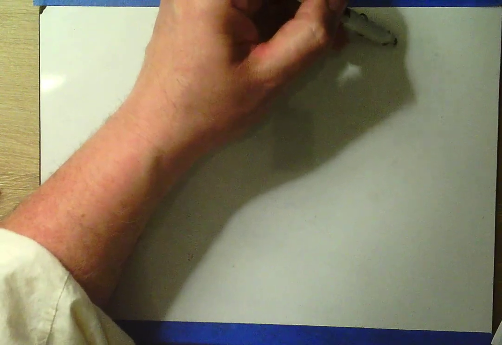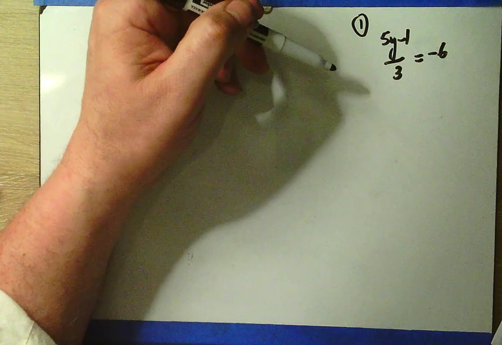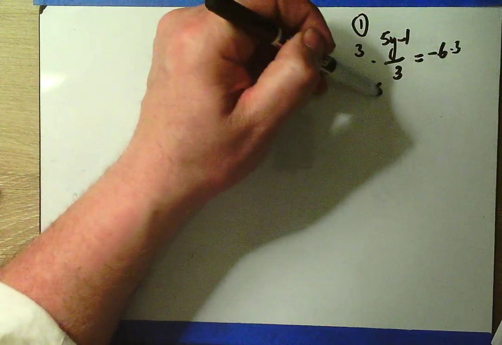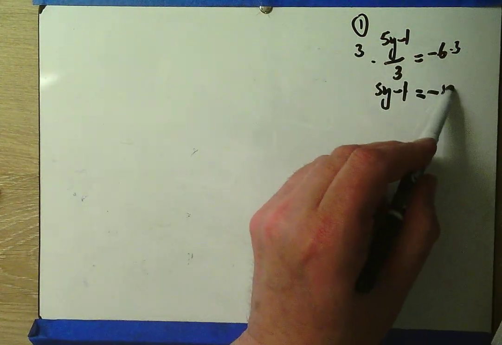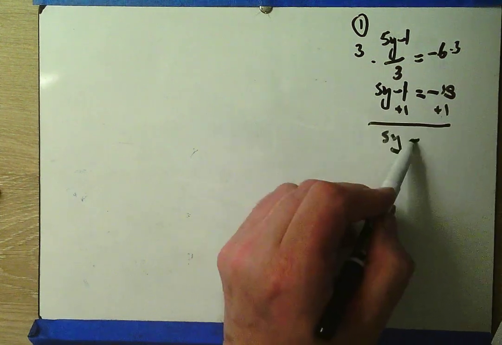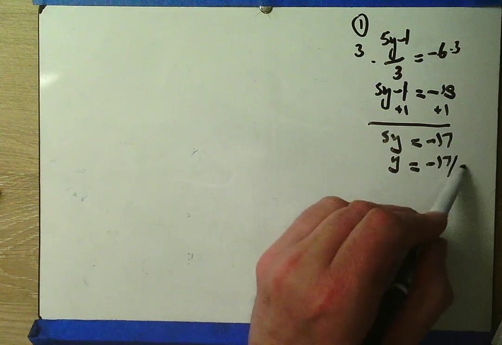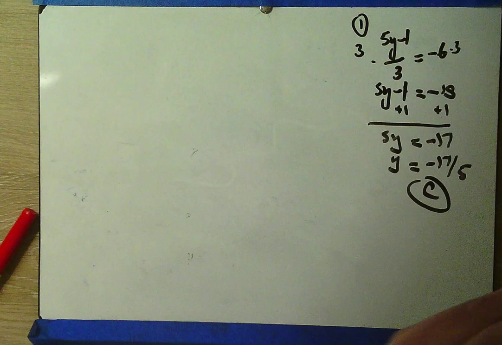If (5y minus 1) over 3 equals negative 6, then what must be true? Well, if I multiply both sides by 3, I get 5y minus 1 equals negative 18. And if I add 1 to both sides, I get 5y equals negative 17, or y equals negative 17 over 5. That's choice C. C for number 1.